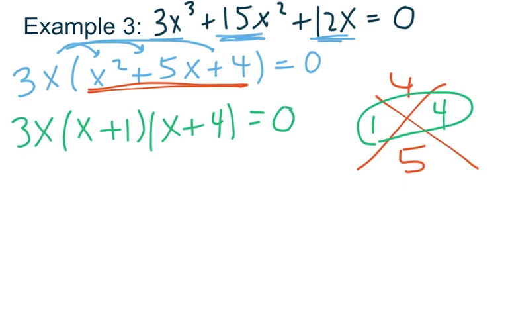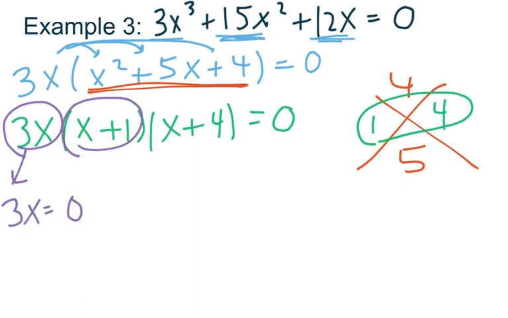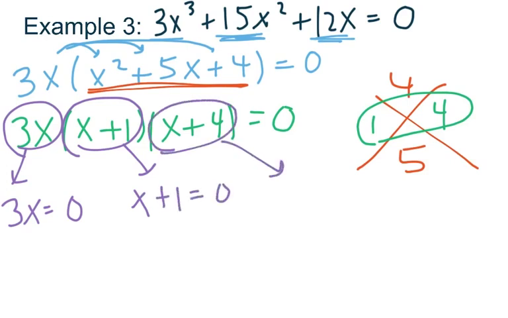And now we can use our zero product property, right? Now notice in this problem, we have 3 parts that all have x's. So we're going to get 3 answers. What are those 3 parts? Here's one of them, 3x equals 0. Here's another, x plus 1 equal to 0. And lastly, we have x plus 4 equal to 0. So we're just going to separately solve these 3 guys.